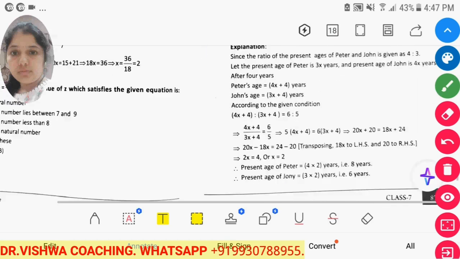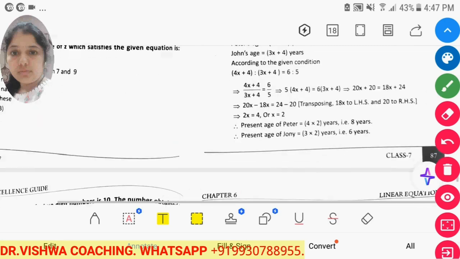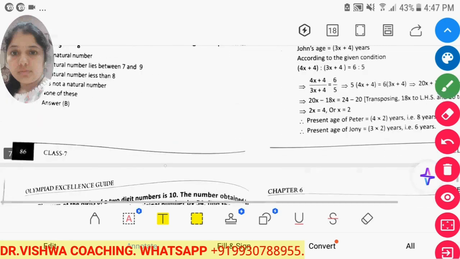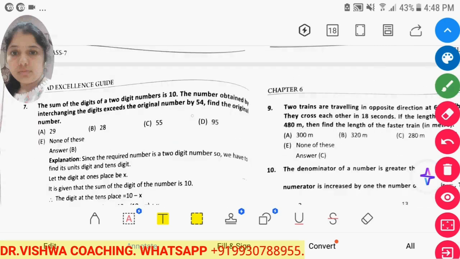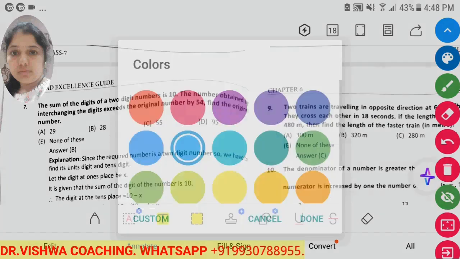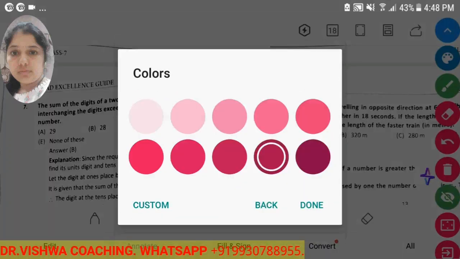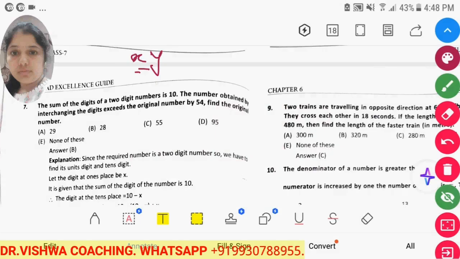Okay, now the sum of the digits of a two-digit number is 10. The number obtained by interchanging the digits exceeds the original number by 54. Find the number. Now see, there is one number. Say xy is the number. Now its digit sum is 10.